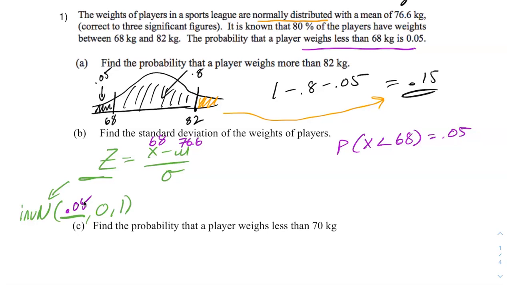So like that. Now all you have is an equation. Slightly better 5. So now we have an equation. I have invert normal 0.05, 0, 1 for my Z. It equals 68 minus 76.6 over the standard deviation.